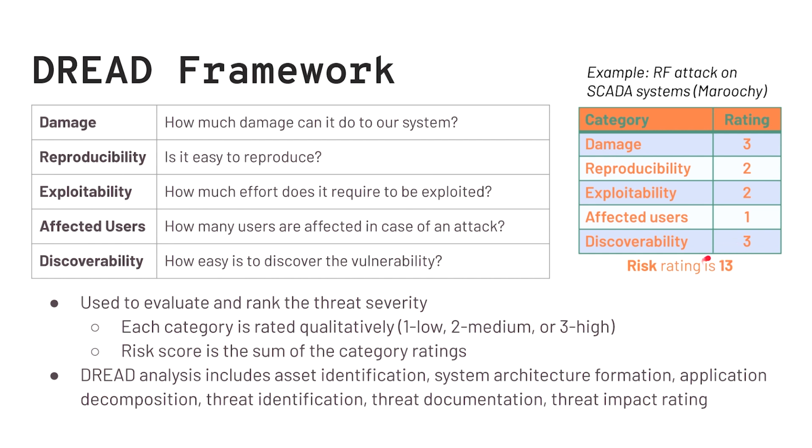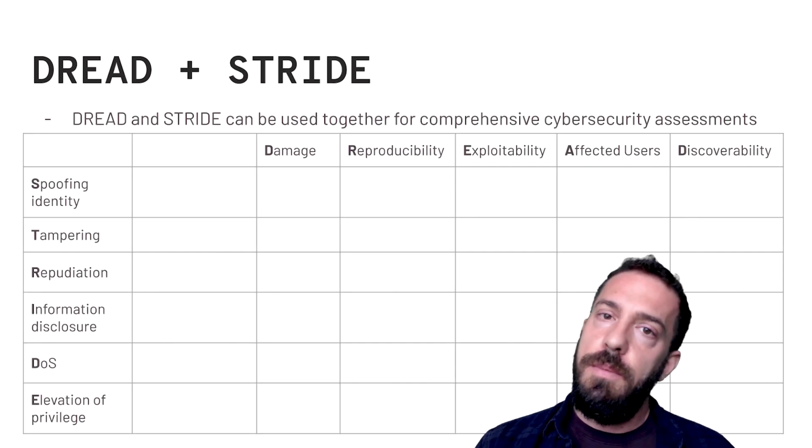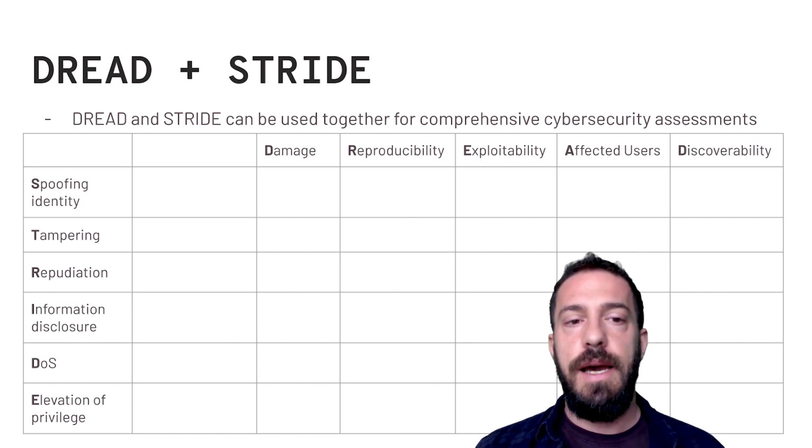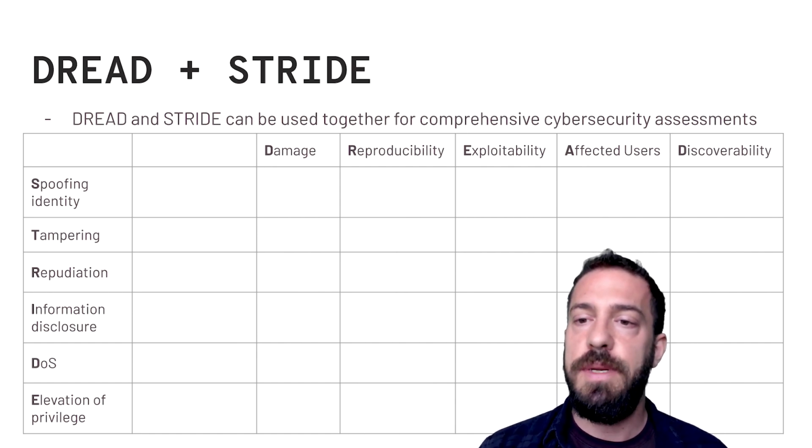So this allows you to prioritize. If you put all your possible threats and they have a number attached to it, you can start with the higher numbers and try to address those given your budget, given your constraints, and given what you want to prioritize. So I mentioned you can combine the two. DREAD and STRIDE can be used together for comprehensive cybersecurity assessment.